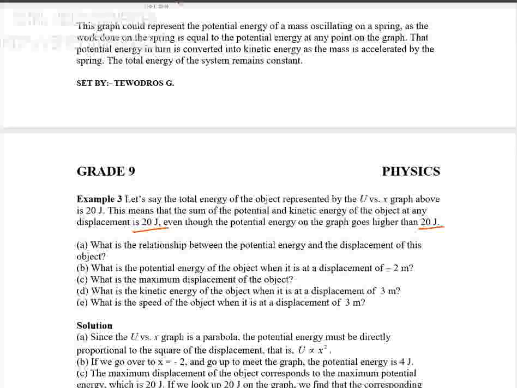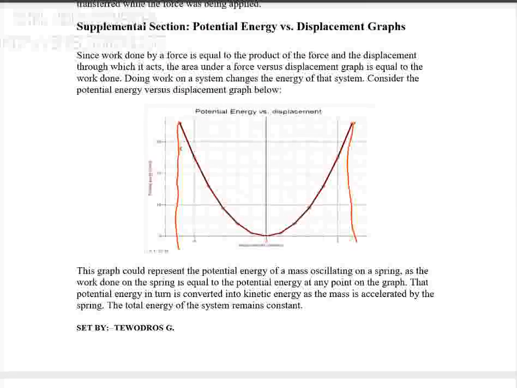What is the relationship between potential energy and displacement in this graph? The potential energy versus X graph is a parabola. Therefore, the potential energy must be directly proportional to the displacement squared, because a parabolic graph is a quadratic, x squared graph. Therefore, the potential energy has a direct relation with the square of the displacement. And what is the potential energy of the object when it is at a displacement of minus 2 meter? Let us see that. Minus 2 meter.